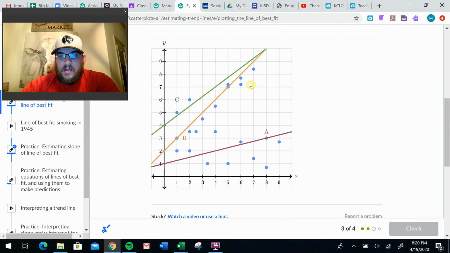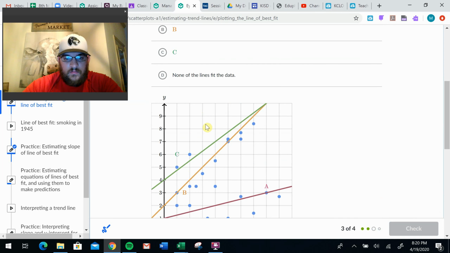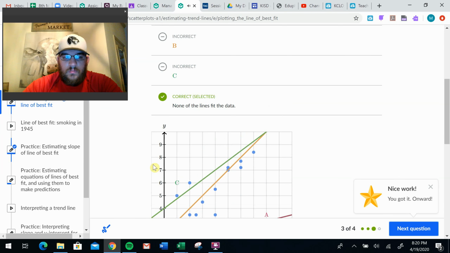Okay. Same thing here, guys. If we look at the points, we notice that they're kind of widely spread out. We can't really say that there's a definitive association with them. They're not positive nor are they negative. There's really no association. And so we can't really see if A, B, or C would be a best fit line for the data given to us. So again, an answer would be none.